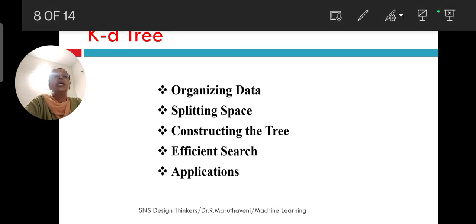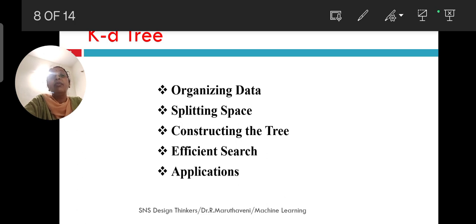Next we can see KD trees. KD trees are a data structure used in machine learning for efficient search and retrieval of multidimensional data. Let us see the first one, organizing data. You can imagine you have a big collection of points in space, like stars in the night sky. KD trees help organize these points in a hierarchical way that makes it easier to search for them later.